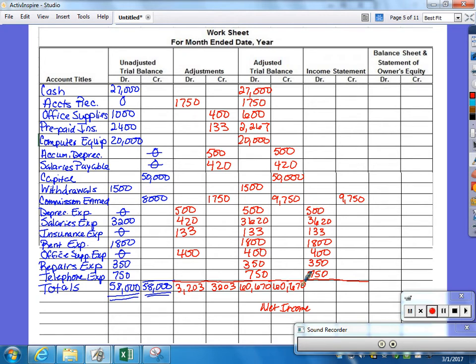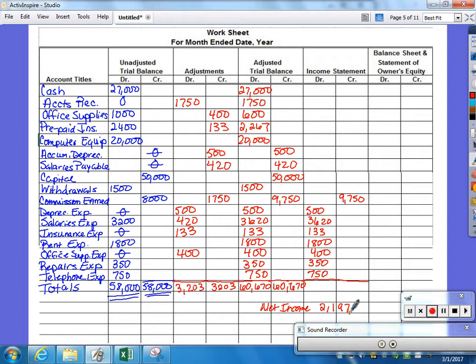What amount of net income did you come up with? 2,197. Now what goes on the balance sheet? What accounts go on the balance sheet? Assets, liabilities, and owner's equity. And what goes on the statement of owner's equity? Capital, withdrawals, net loss and net income.